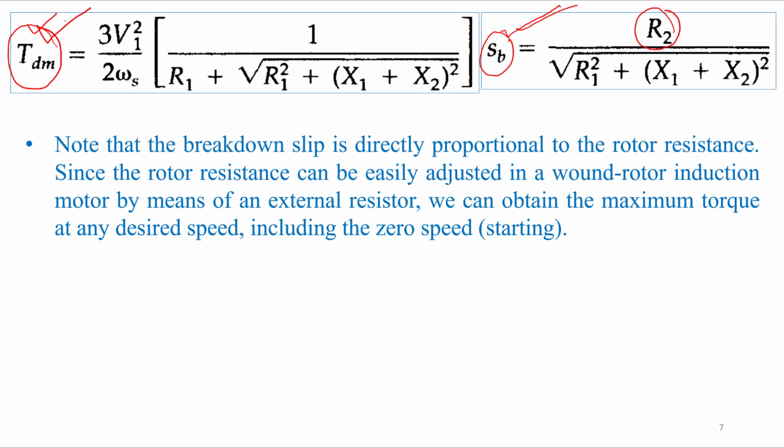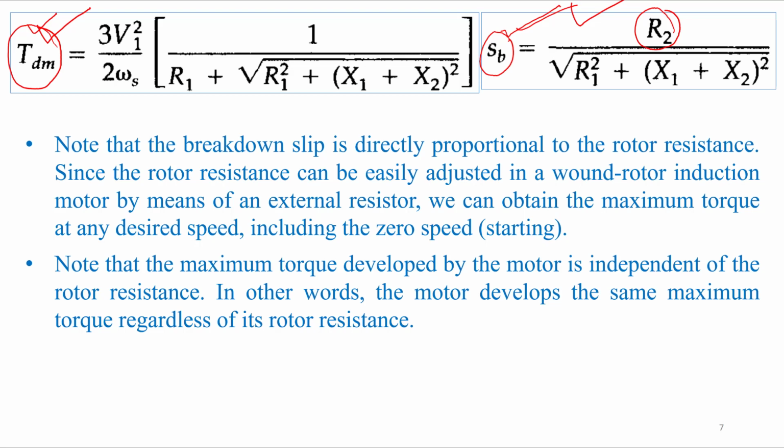So therefore, at starting also we can have maximum torque in the slip ring motor. At starting, by adjusting the external resistance in the rotor circuit, we can get the maximum torque when we fulfill this criterion. So under starting Sb equals 1. If we put 1 here, then I can find the value of R2 in terms of R1, X1, X2, and I can simply add the external resistance to the rotor circuit, then I will get the maximum torque at starting.